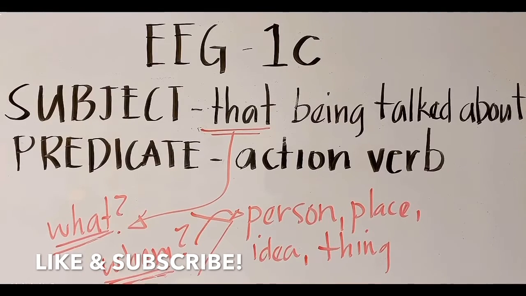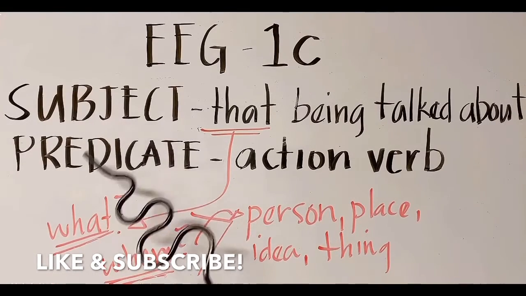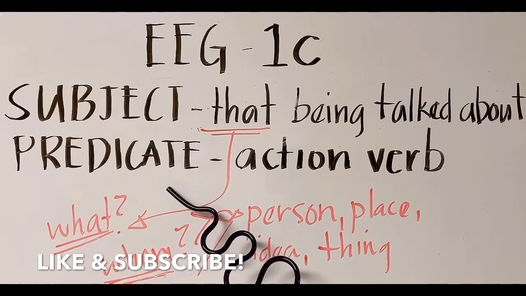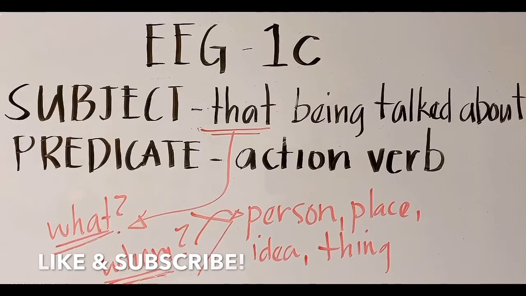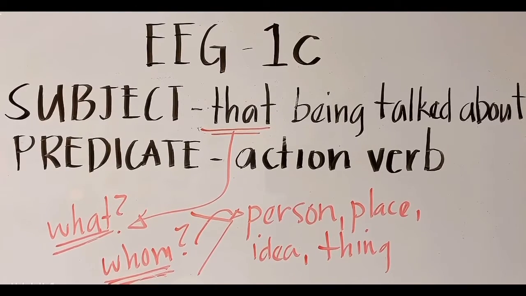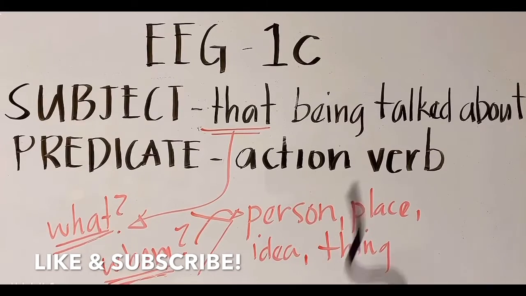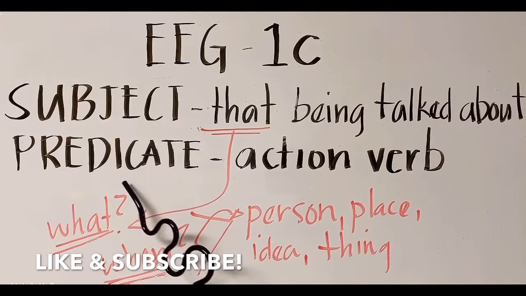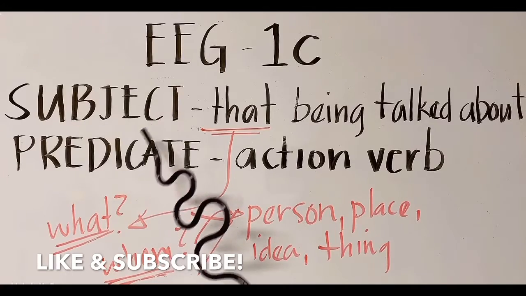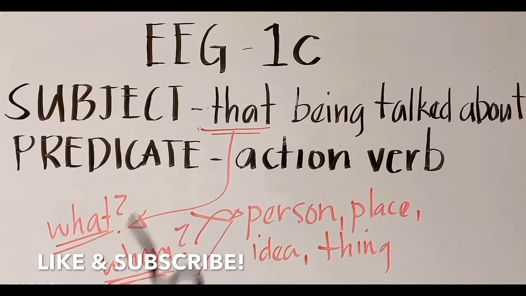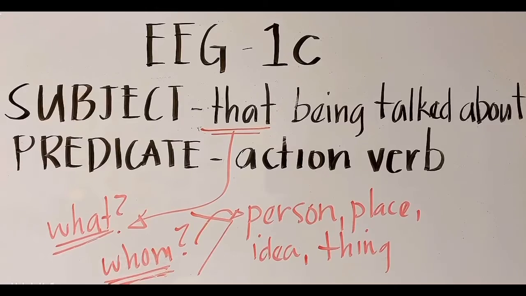Again, the subject and the predicate are the two main parts of a sentence. And again, let's go back. What is a sentence? A sentence is a group of words that expresses or conveys a complete meaning or a complete thought. So from the group of words, they are the subject and the predicate, which are mainly the parts of a sentence.